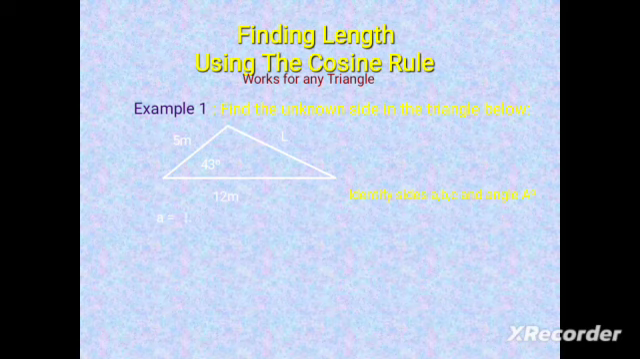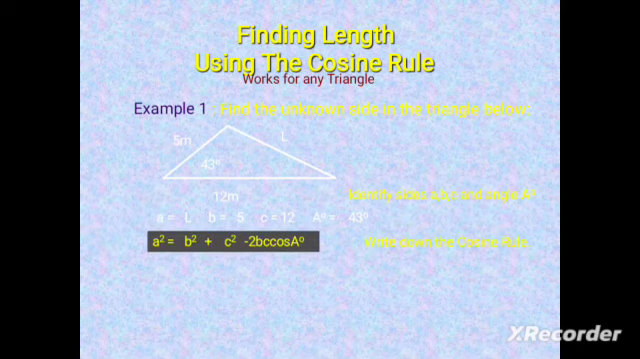whereby if we choose to use a squared is equal to b squared plus c squared minus 2bc cosine of A, then a is going to be L, b is 5 meter, and c is equal to 12 meter. Then our angle A is equal to 43 degrees.